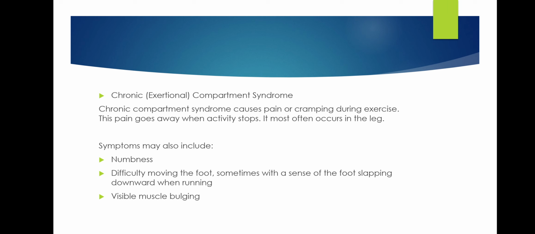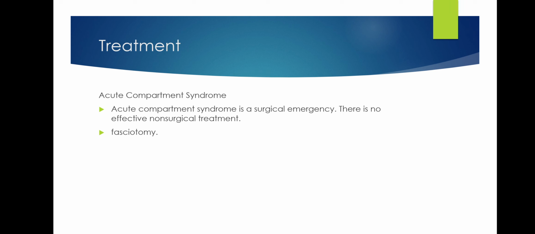When we talk about chronic compartment syndrome, which we also call exertional compartment syndrome, this causes pain or cramping during exercise. However, once you stop the exercise, the pain will go away, and it most often occurs in the legs. The symptoms may include numbness, difficulties in moving the foot, and sometimes a sense of the foot slapping downward when running, or visible muscle bulging.